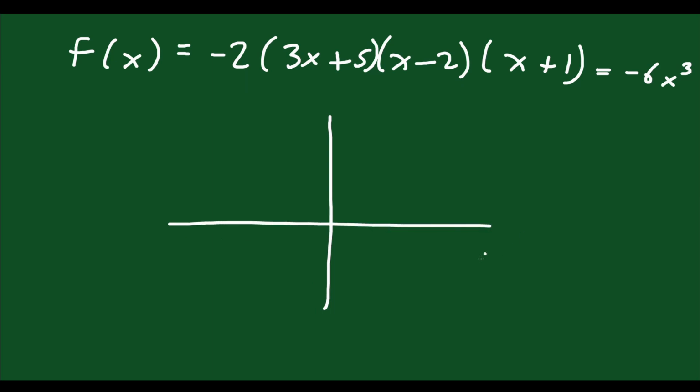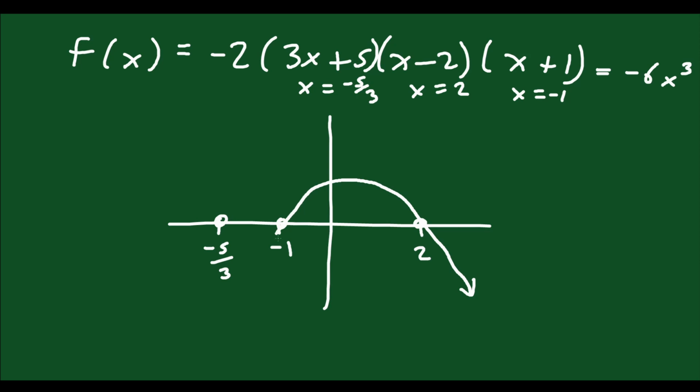So when you go and write down what your roots are, you get x equals negative 5 over 3, x equals 2, x equals negative 1. So you put these down just like that. Those are your roots. And because it's negative on the front, it's got to end up going down. So it's going to go like this, and like this.